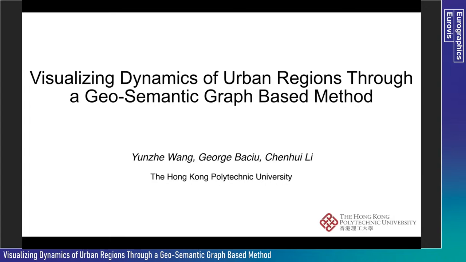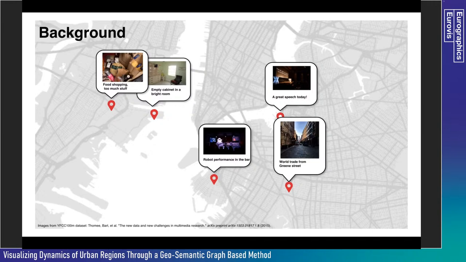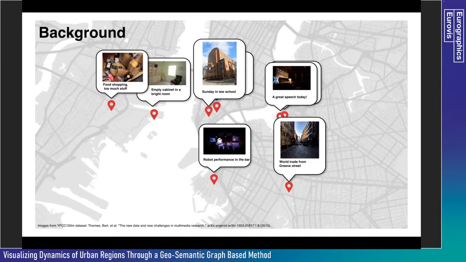Hi everyone. In this work, we introduce the geosemantic graph-based method for visualizing the dynamics of urban regions. Here is the background of our work. People nowadays are used to taking photos wherever meaningful to them. Social media applications make posting and sharing easy and fast. Often, these applications such as Facebook and Flickr support a hybrid data structure consisting of the photos or videos taken, and the textual descriptions of these digital contents. Besides, the shooting devices can record the geolocation of where the photo is taken.